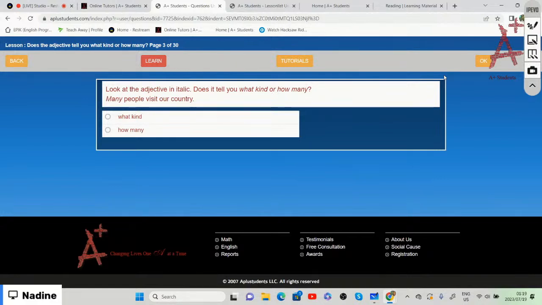Many people visit our country. So does it tell us what kind or does it tell us how many? So the word many, does it tell us what kind or how many? Many people visit our country.